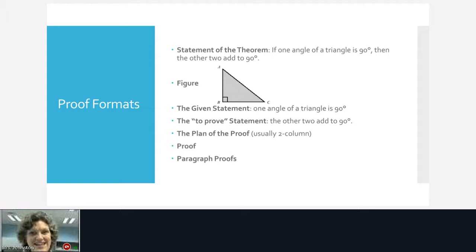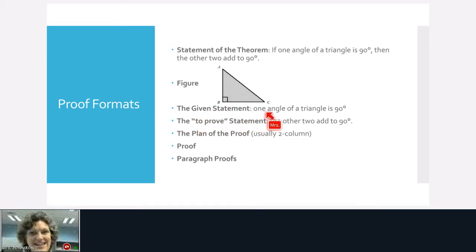Okay, we did start writing some proofs, and there's a specific format that we're using for proofs, and it follows this exact order every time. First of all, there's the statement of the theorem. If one angle of a triangle is 90 degrees, then the other two add to 90, because remember, we know that the internal angles of a triangle equal 180. Sometimes there's a figure, sometimes there is not, but if there is, it comes next, and you have a triangle that has a 90-degree angle.